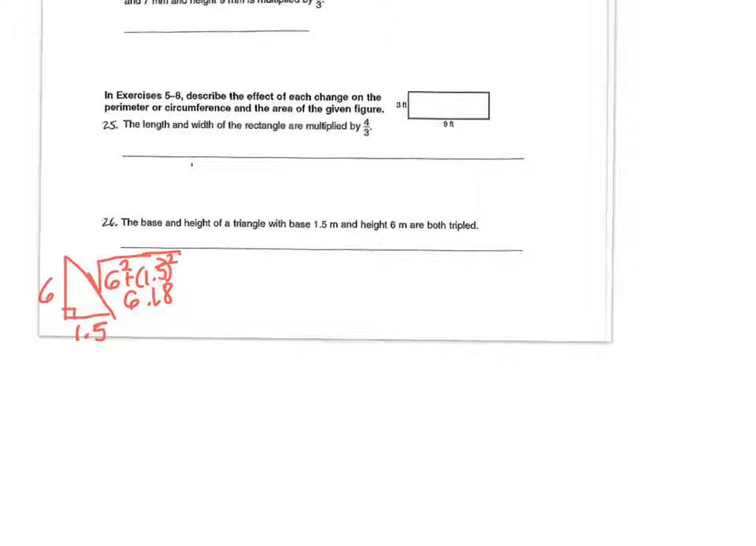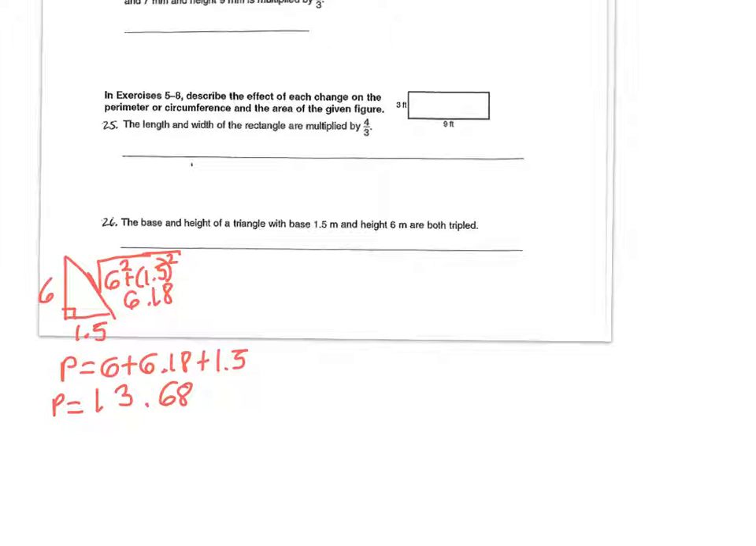Okay, so then the perimeter would be the sum of the three sides, which is going to be 6 plus 6.18 and then plus 1.5. And when you add all of that, this is 13.68 when you round it to the hundredths place. This is the perimeter. Okay, so now let's go ahead and triple both dimensions, the base and the height.